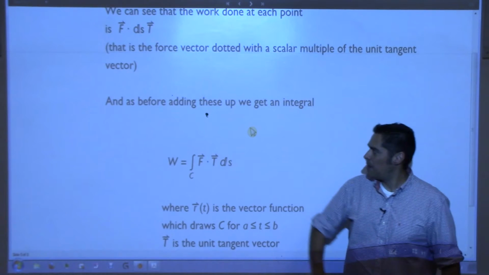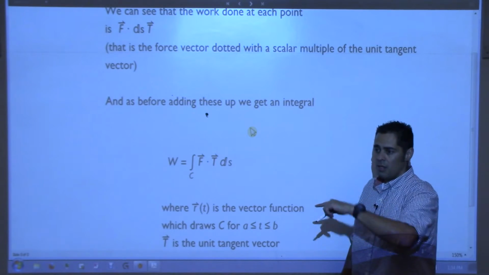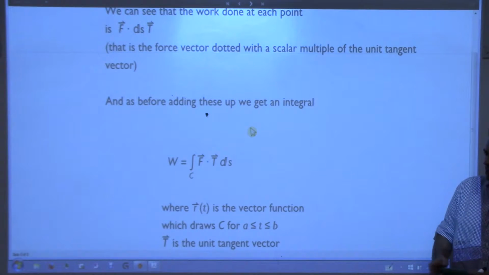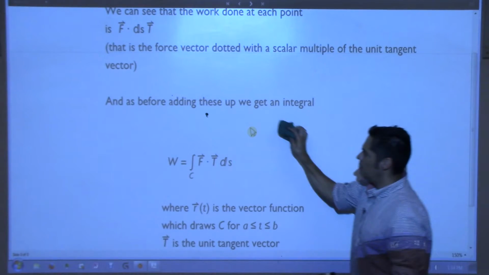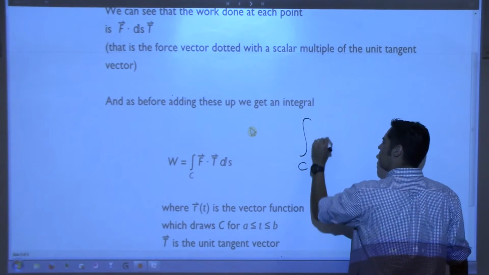Now what sucks about that formula is that in order to use it, you have to compute capital T, right? And capital T requires some work, doesn't it? Because you have to take the derivative of the curve function, you have to scale it by its own length, and that requires work, right? Understand that that would not be fun? But let me write this down.